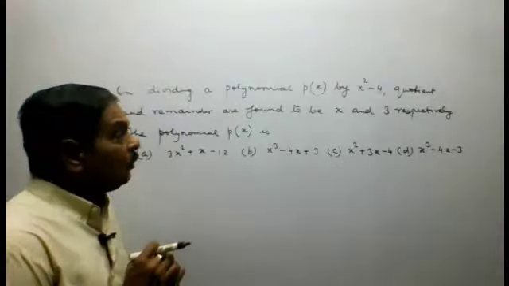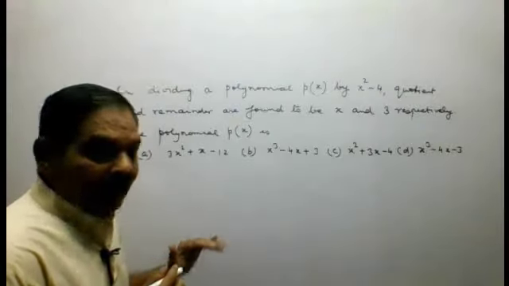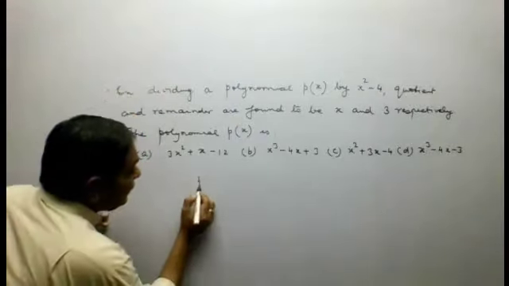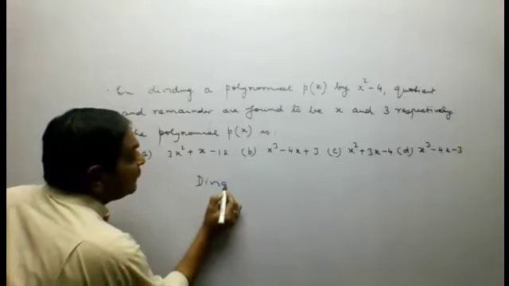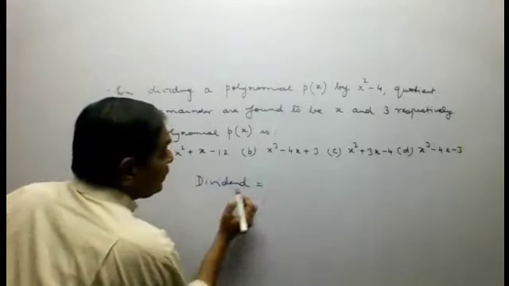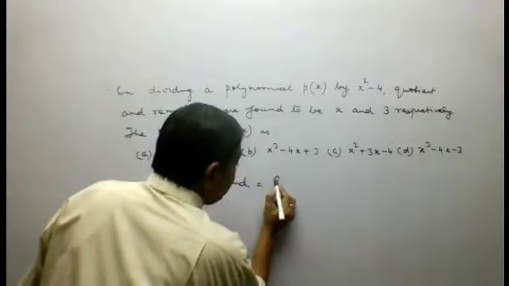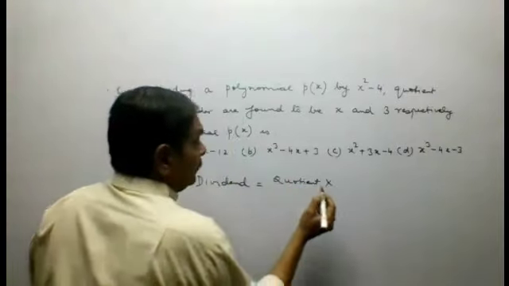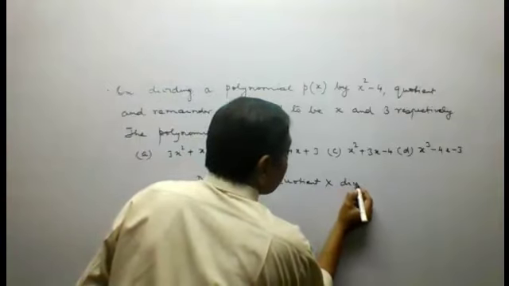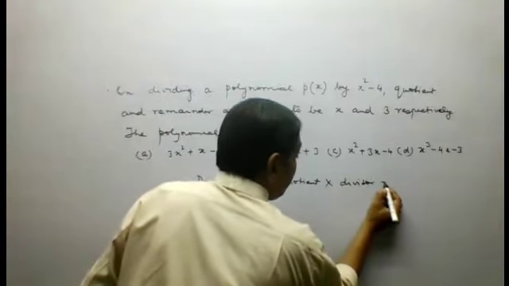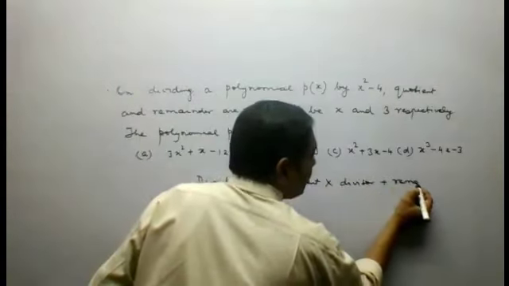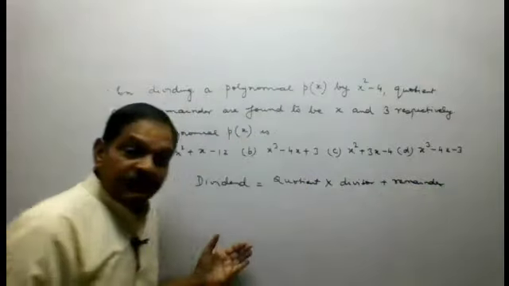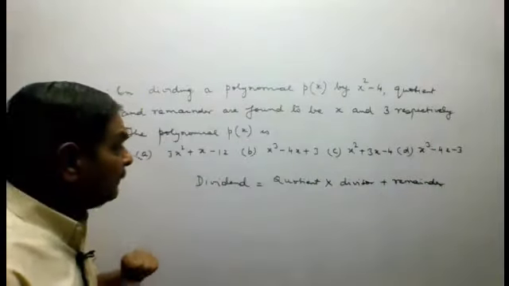See, we know from the division algorithm that dividend is equal to quotient into divisor plus remainder. This we know from the division algorithm.